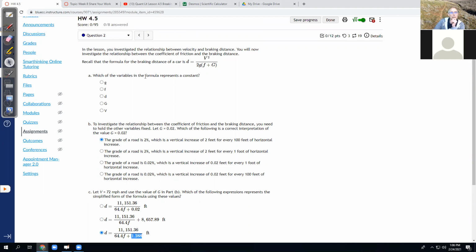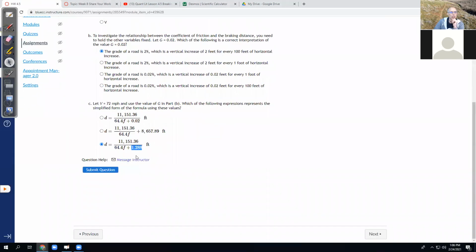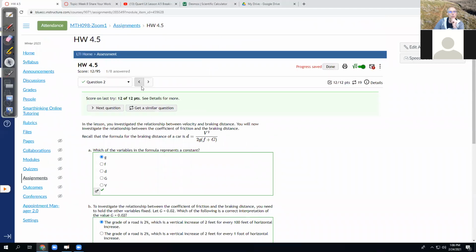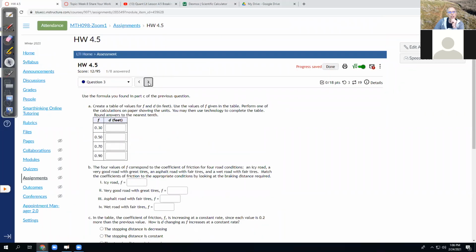Which of the variables in the formula represent a constant? Okay, so we're assuming gravity is constant. So the friction can change, the distance can change, the road grade can change, and the speed can change. So those aren't constant. So I think those are right. All right. And then the next question is based on that one.